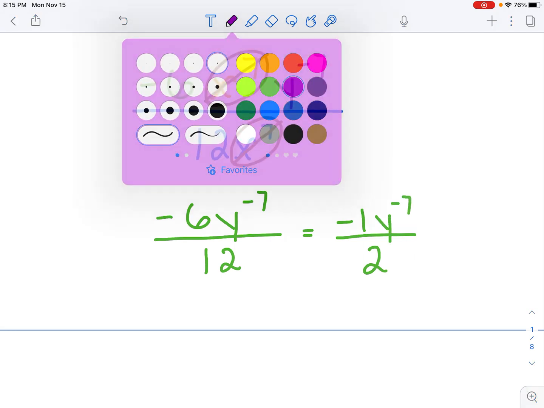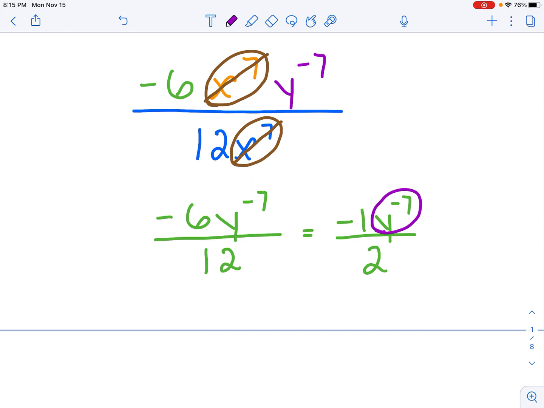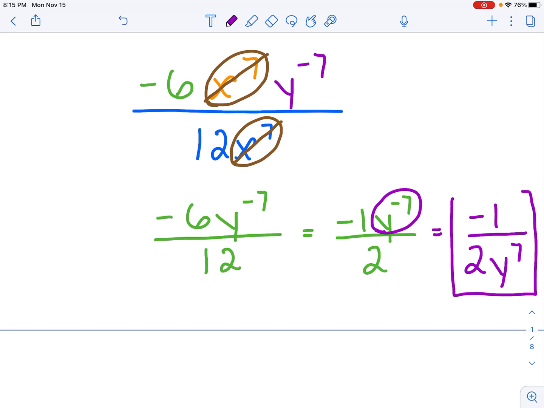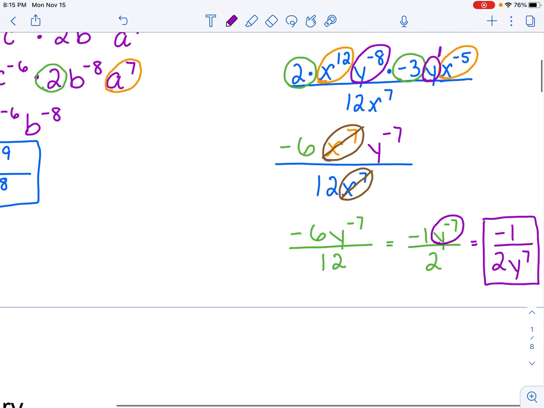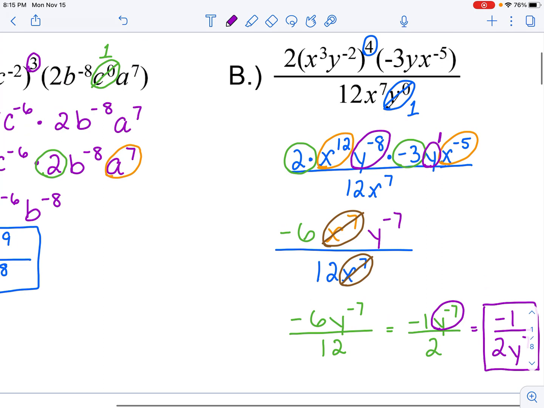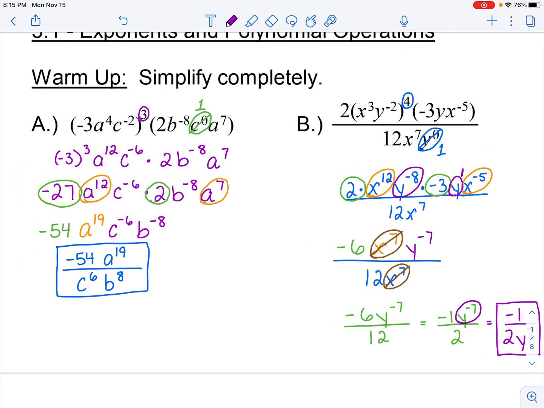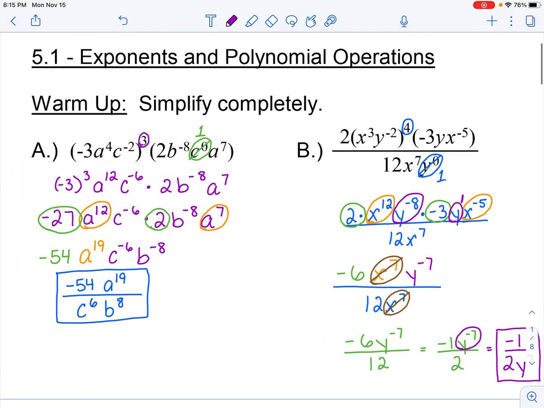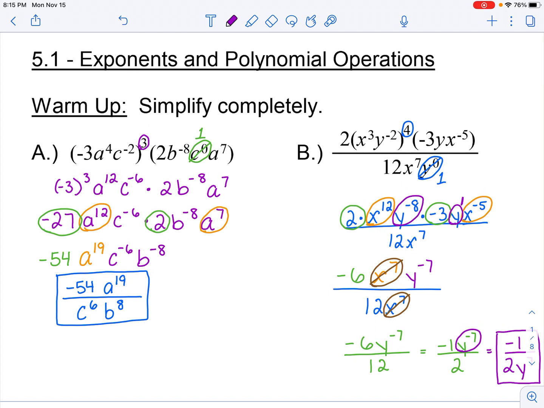Now the y to the -7 is my only thing keeping me from being finished here because I can't have a negative exponent. So I'm going to make this -1 over 2y to the 7th, which is a much simpler, much nicer looking expression than the original problem that we had back up there to start off with. Okay, so these are the types of properties of exponent problems that you should be prepared to deal with. All right, let me know if you have any questions on this.